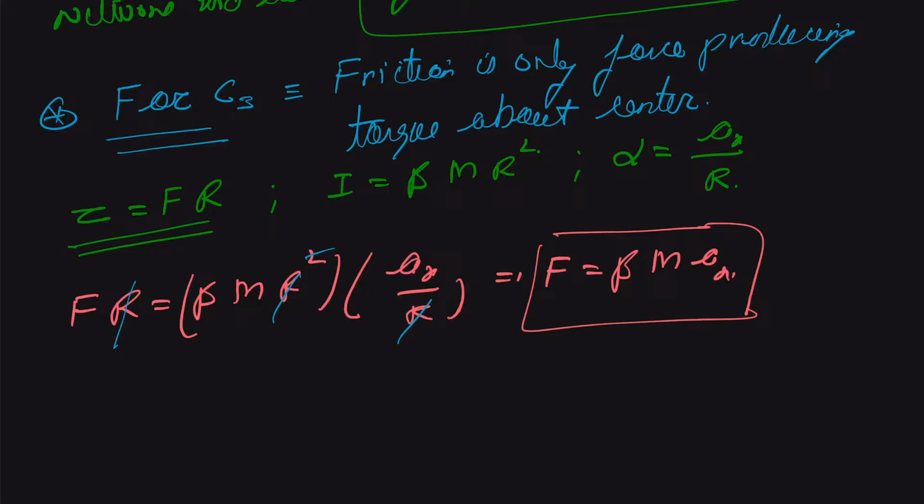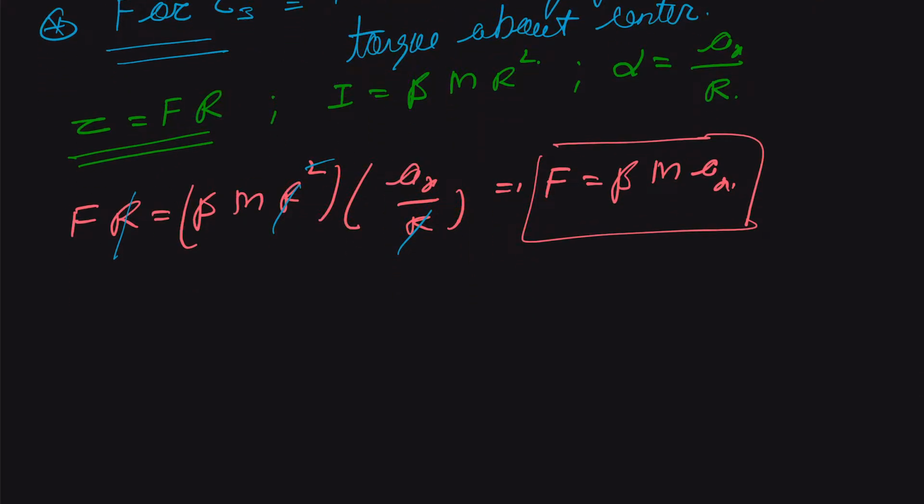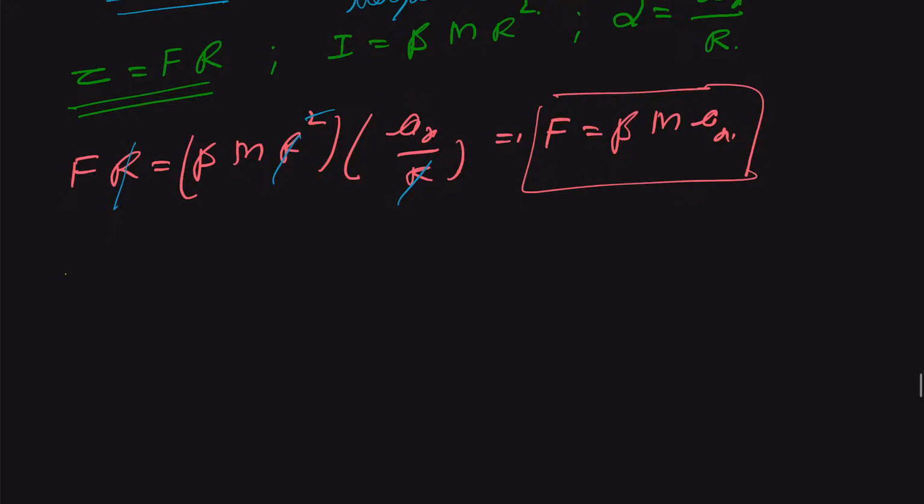Now we need to find the relationship between both accelerations, that is a of x as well as a of y. Okay. For the ease of that, let us find the relation between a of x and a of y.